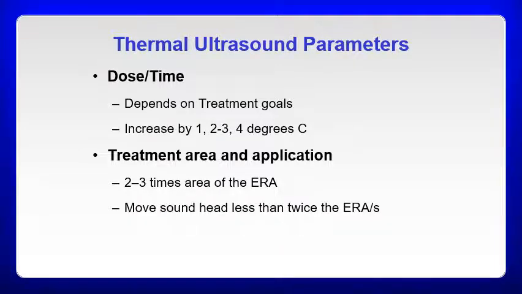Okay, move the sound head less than twice the effective radiating area. So this basically looks at the speed of the sound head. So about 3 to 4 centimeters per second. So you're moving the sound head pretty slow. That's one of the more common errors that people have with ultrasound, is that they move the ultrasound head too fast. You're not allowing the energy to get concentrated in the area and do what you need to do with it.